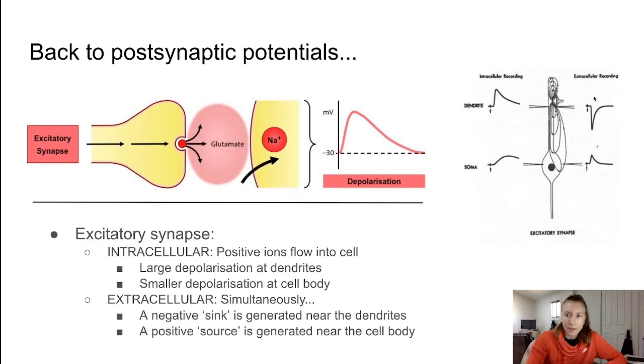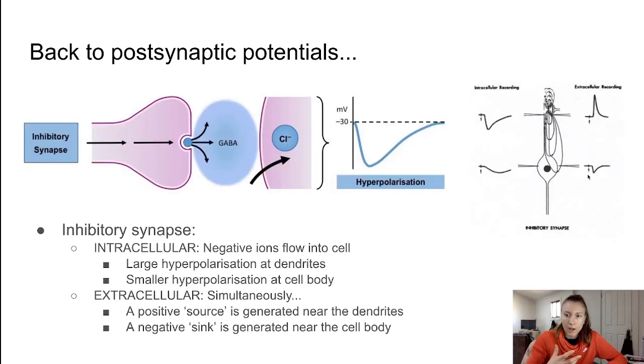Now, these ions that flow into the cell do need to leave the cell eventually, and they'll do this about at the cell body. So what we're going to get here is a slight positive deflection that we call a source. So we have a sink because the sodium has gone into the cell and left the extracellular space more negative, and then a slight positive source because those positive ions leave the cell eventually.